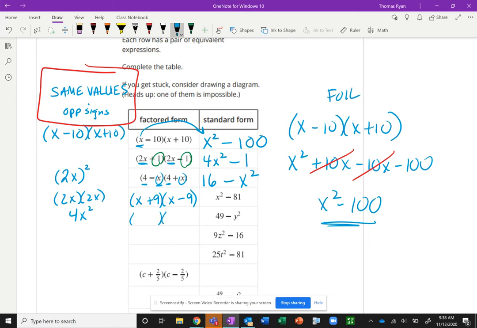Same thing, two binomials. What gets us 49? That would be a 7 and a 7. And again, I'm just keeping the structure. If 49 comes in front, I put the 7 in front. Y times y will give us y squared. 1 plus, 1 minus. Keep it going.